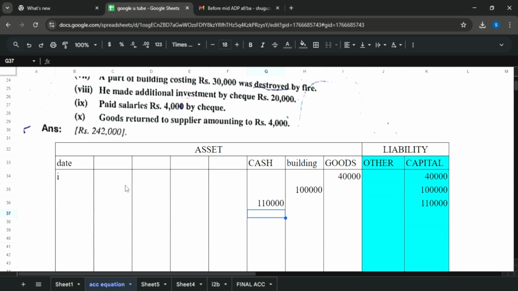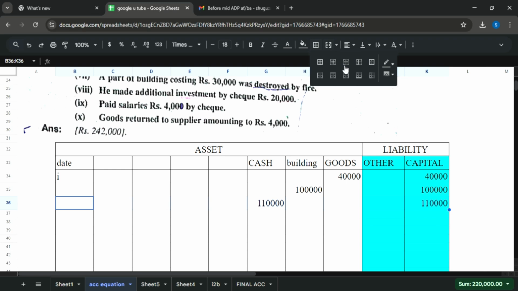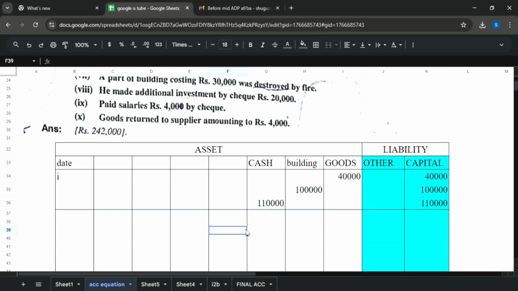So guys, in this way, the first entry has been completed, and please note it down. After completion of any entry, you will put a closing line after that. That means it would be considered as your bottom border. So this line will show that our entry has been completed. First entry completed. Now we will see what the second entry is saying.